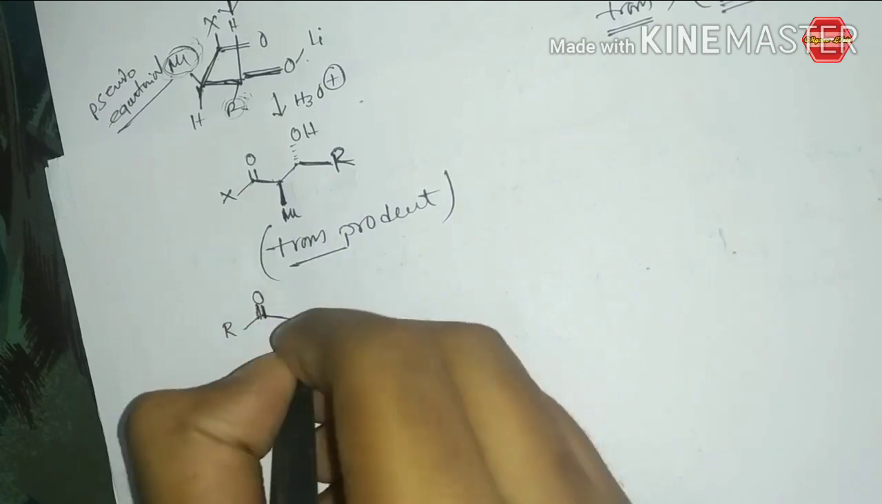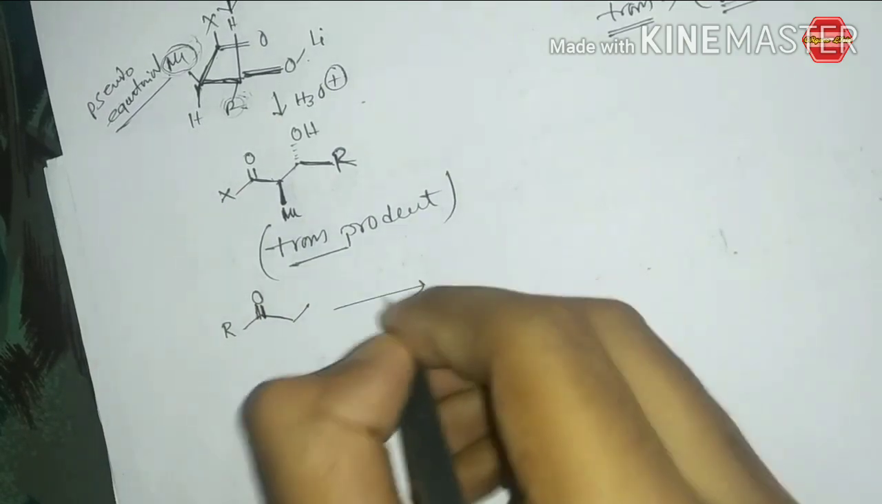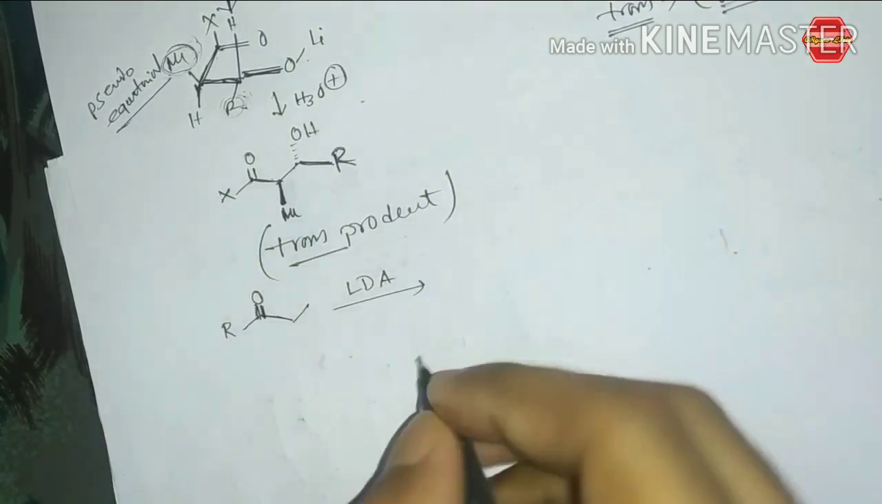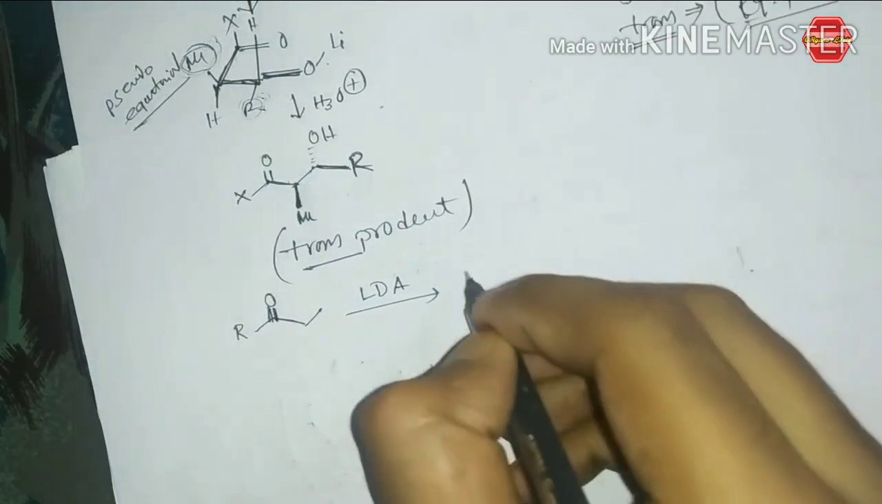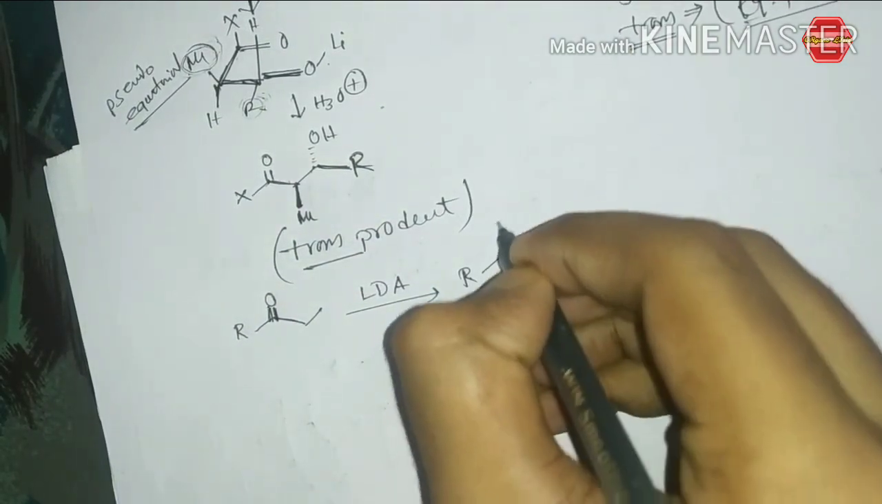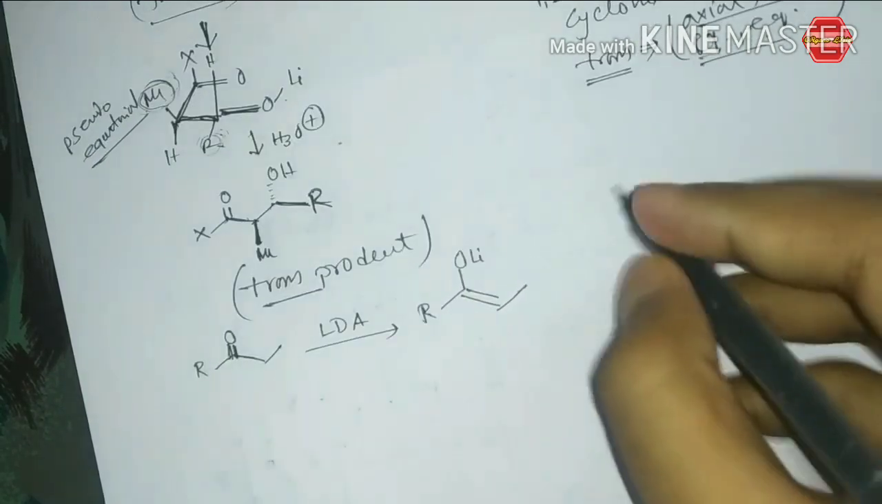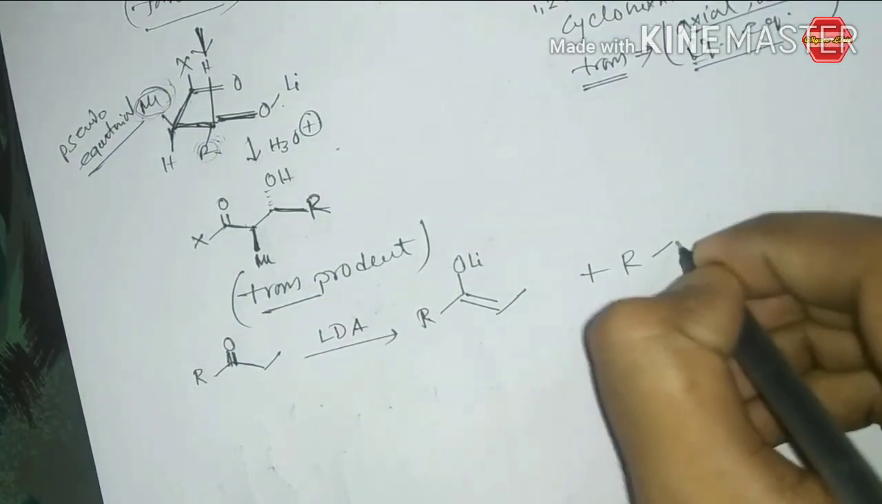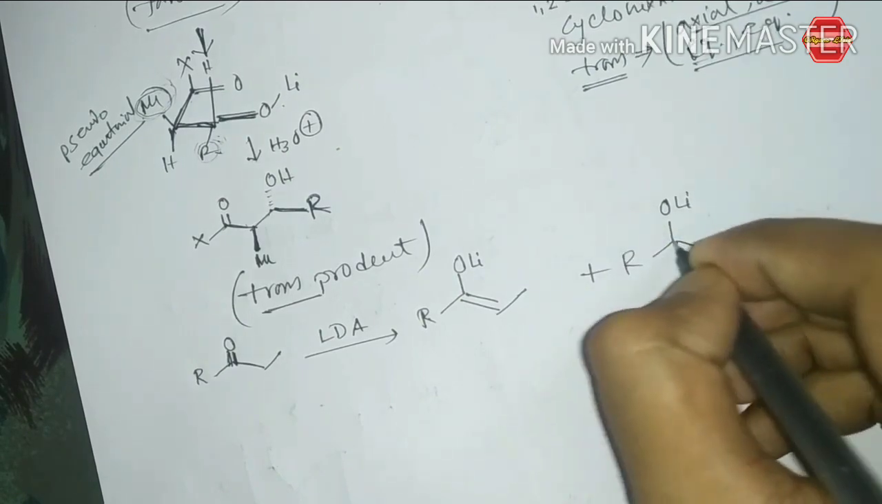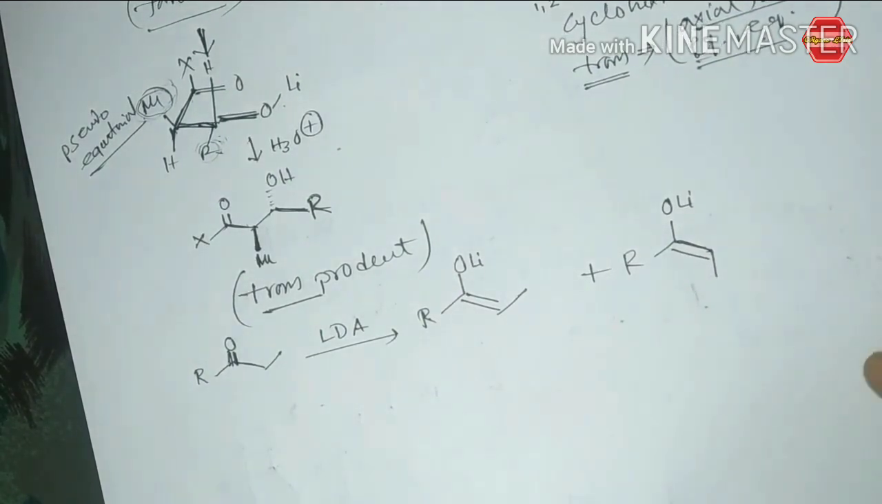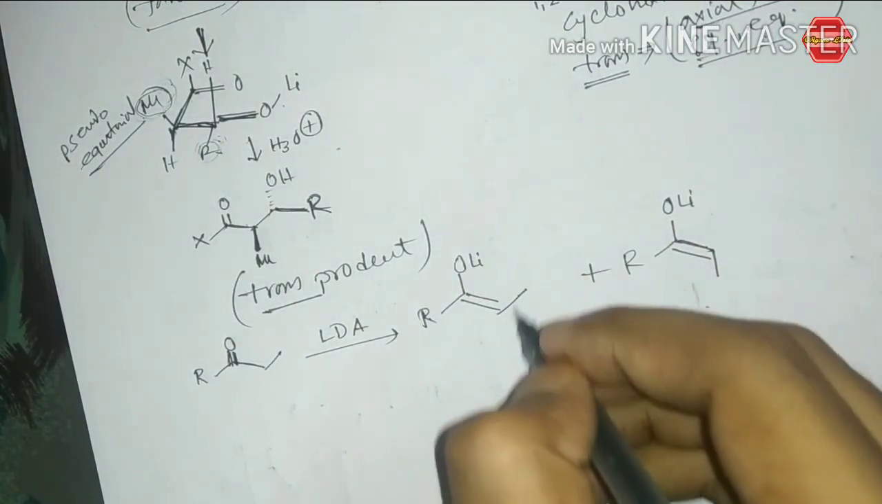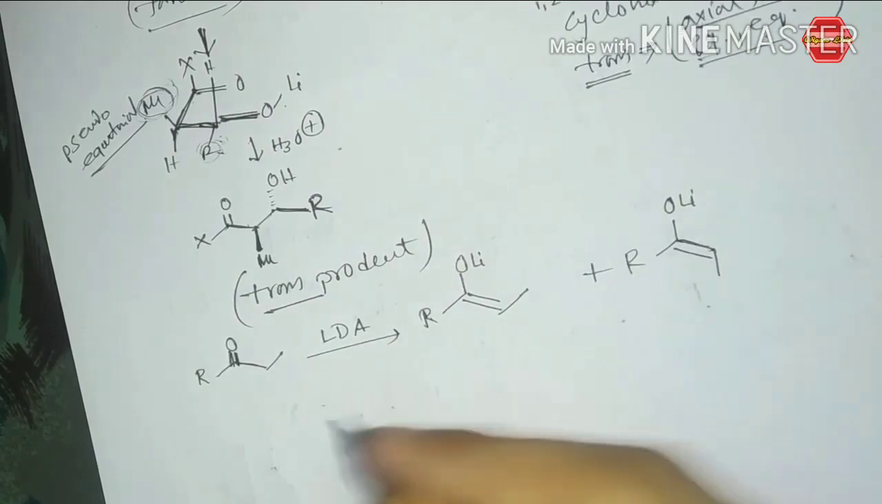I am writing a structure like this. If you add LDA to this compound, you get two types of isomer, this one and another is this one. Okay, so this is cis and this is trans.